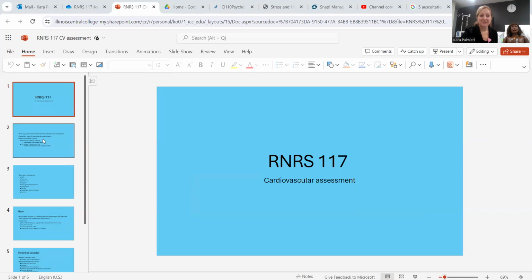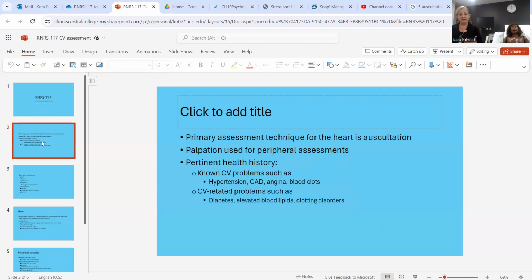Okay, so your cardiovascular assessment technique primarily is auscultation. So you're going to be using a lot of your listening. You're also going to look at the patient because some heart problems or vascular problems can show color changes and cognitive changes, even if they're having some difficulty oxygenating. But primarily it's going to be listening with your ears with your stethoscope.